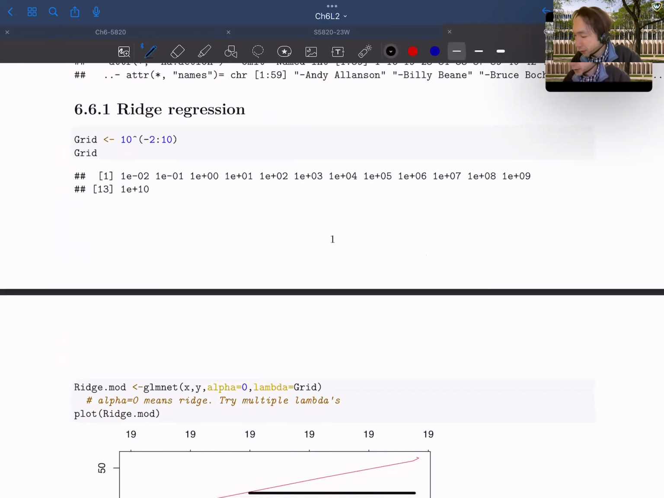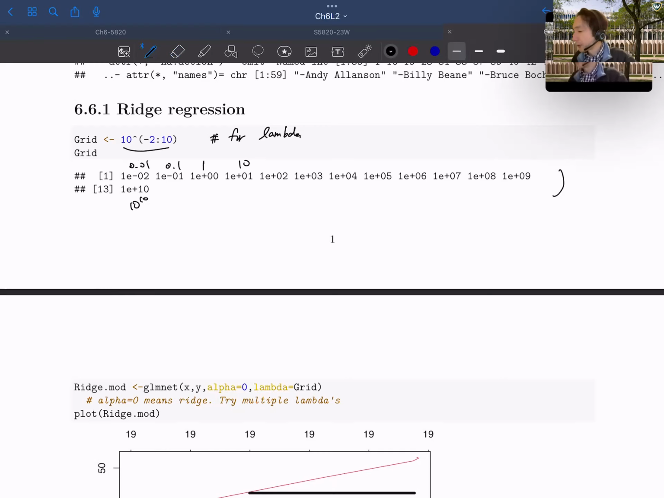And this is for lambda. We have to optimize the lambda value. So we choose these 13 values. We try those 13 values from 1/100, so 0.01, 0.1, 1, 10, up to 10 to the power 10.